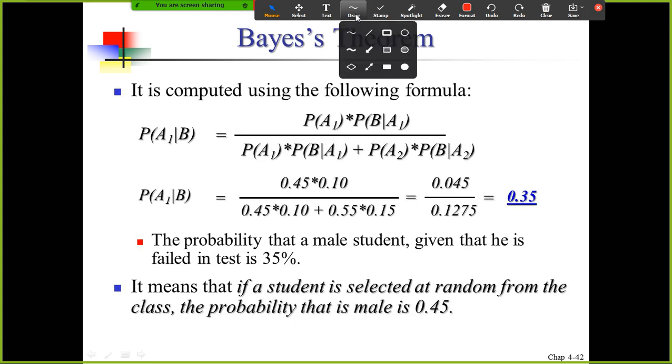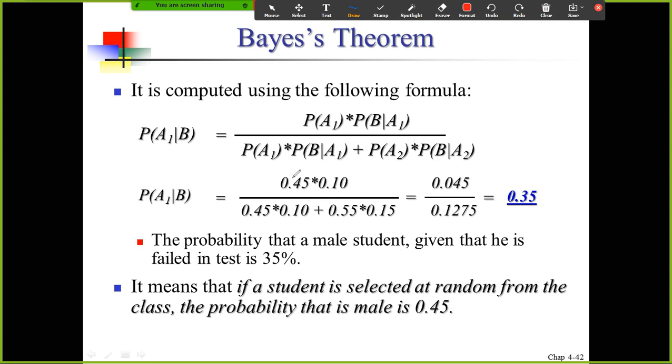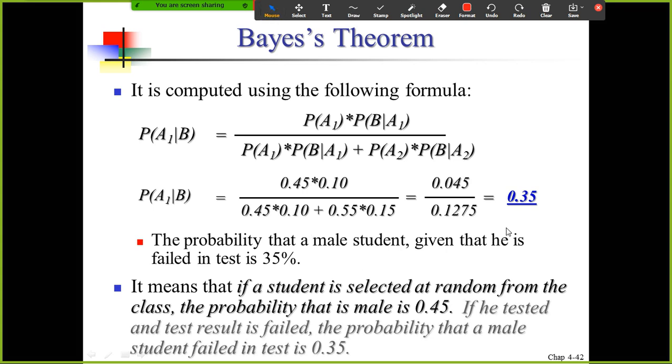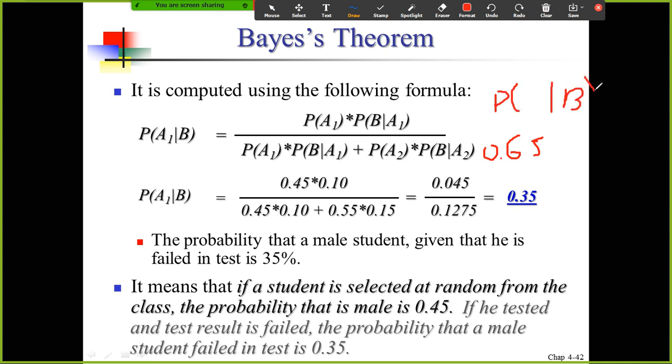Okay, if I ask the other question, what is the probability that a selected fail-result student is female? So it should be, yes, you can use the complement rule of addition. So it should be 0.65. Okay, 0.65 is under the condition of fail, one student selected is female.